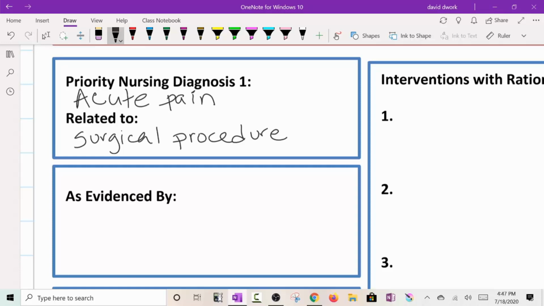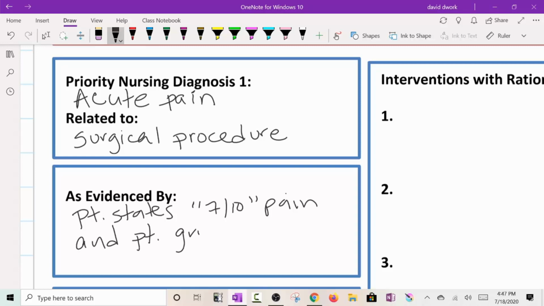And as evidenced by, what did we say for that? We said patient states 7 out of 10 pain and patient grimaces with movement. So right there, you guys wrote your very first NANDA approved nursing diagnosis. So perfect. We have acute pain related to surgical procedure, and then we have patient states 7 out of 10 pain and patient grimaces with movement. Perfect.